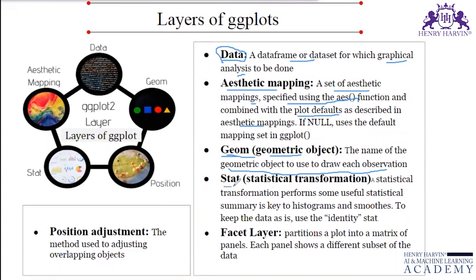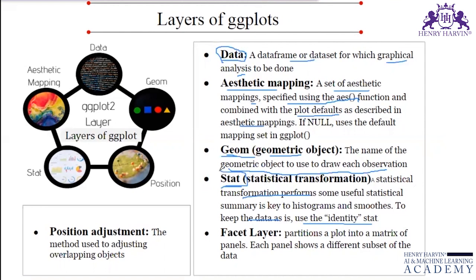Next is the stats layer. Statistical transformation performs some useful statistical summary, and is key to histograms and smooths. To keep the data as is, use identity as stat. So stats help us to give the counts or any of the statistical functions that we need in our graph.